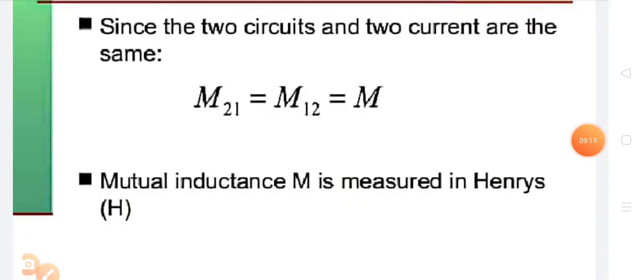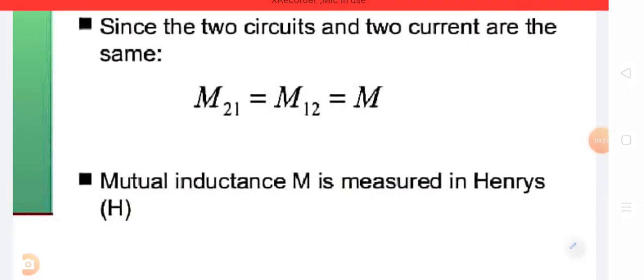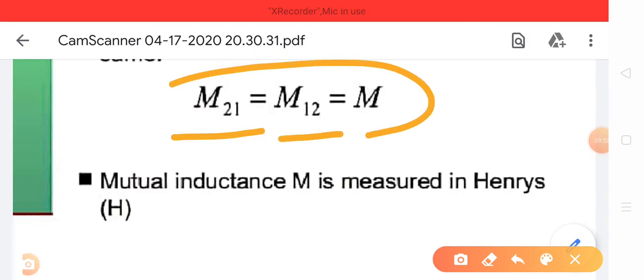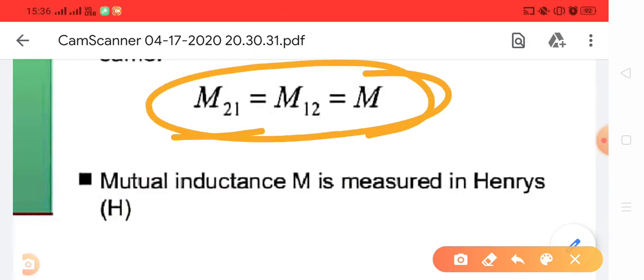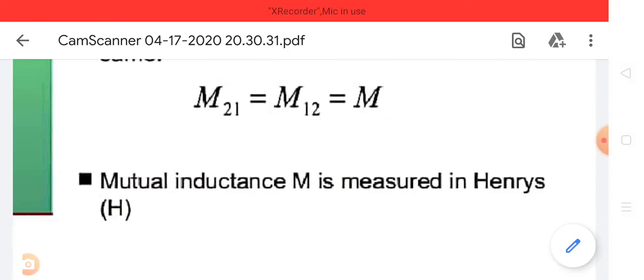For the two circuits you are getting two mutual inductances, one is M12 and the other is M21. You can take the value as M, so I can get M equals M21 equals M12 between the two coils. The unit for the mutual inductance is also Henrys.